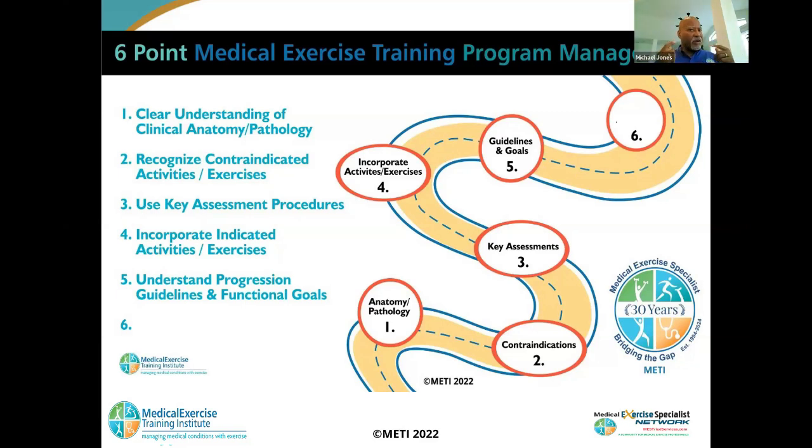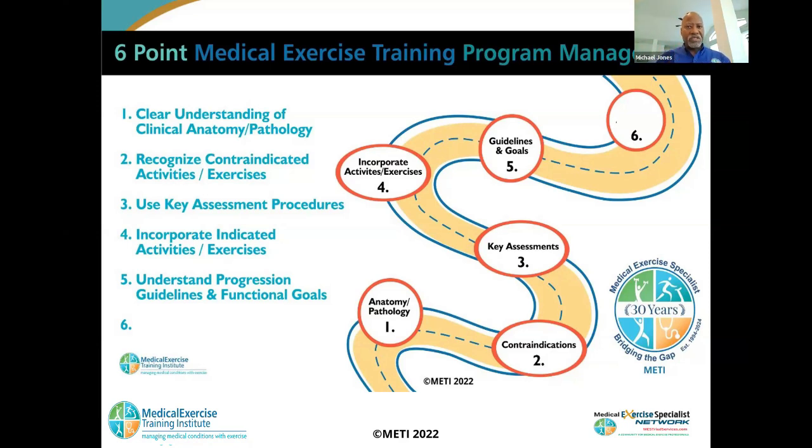Now, when that client contacted you for that first visit and they told you what their diagnosis was, and you started thinking about the anatomy and pathology of their condition, then you understood the contraindicated activities, then you understood the key assessment procedures, then the activities that were indicated. What you should have thought next was, okay, we've assessed the client. I know what exercises I should do. Okay, what are the progression guidelines? How are we going to progress this client? But more importantly, what are the functional goals?